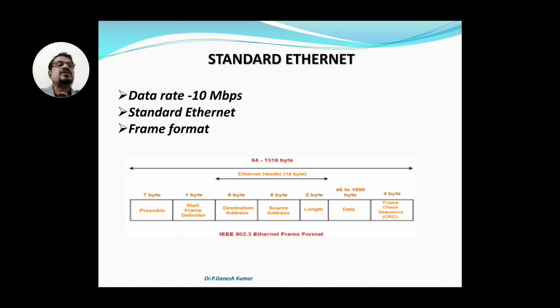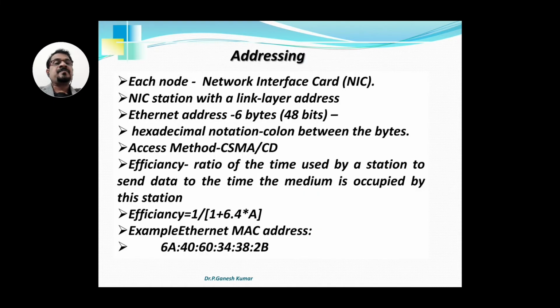And then the rest of the field is data, and then the frame check sequence for error detection and error correction. For the frame check sequence, CRC, cyclic redundancy check codes, are used. This is the frame format for Ethernet.